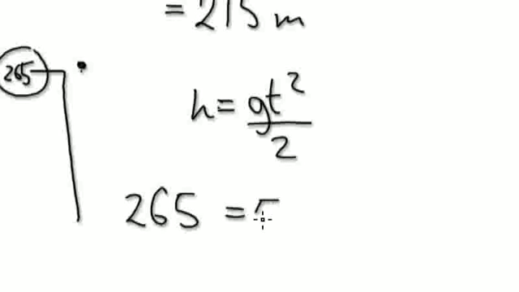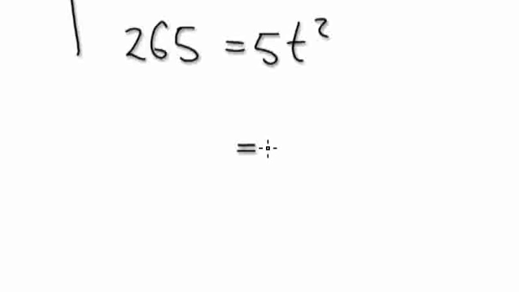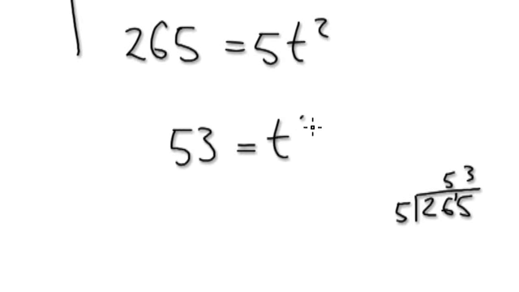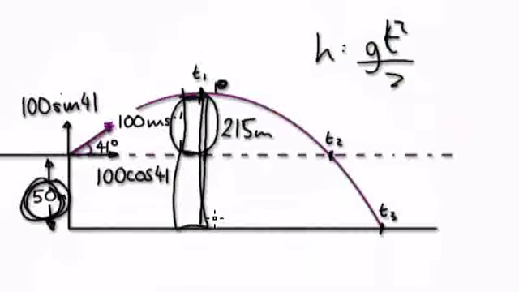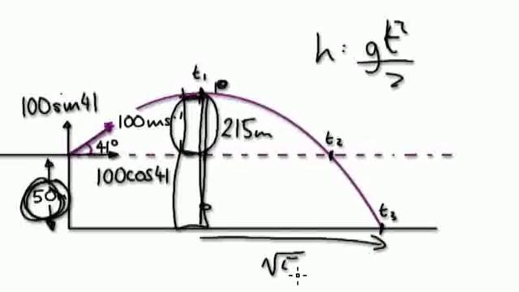G is 10, isn't it? So we can just visualize it as this, because 10 divided by 2 is 5t squared. Now divide both sides by 5. So 265 divided by 5 is 53. So 53 equals t squared, so t equals root 53. So the time it takes from here to here is root 53.